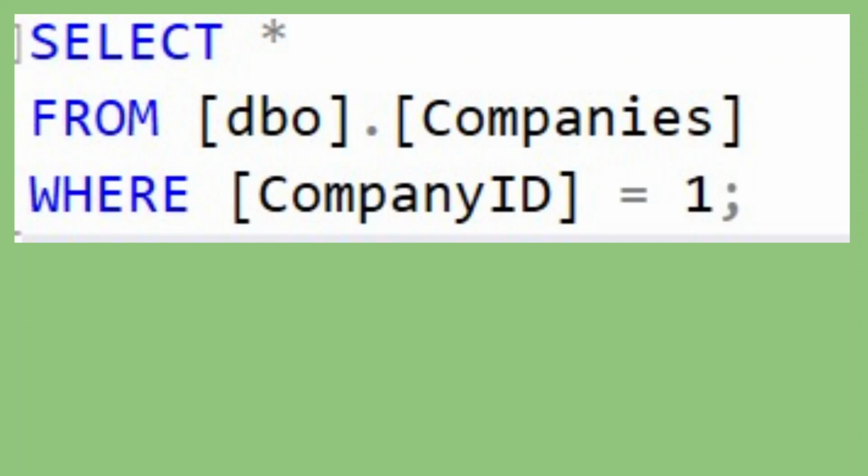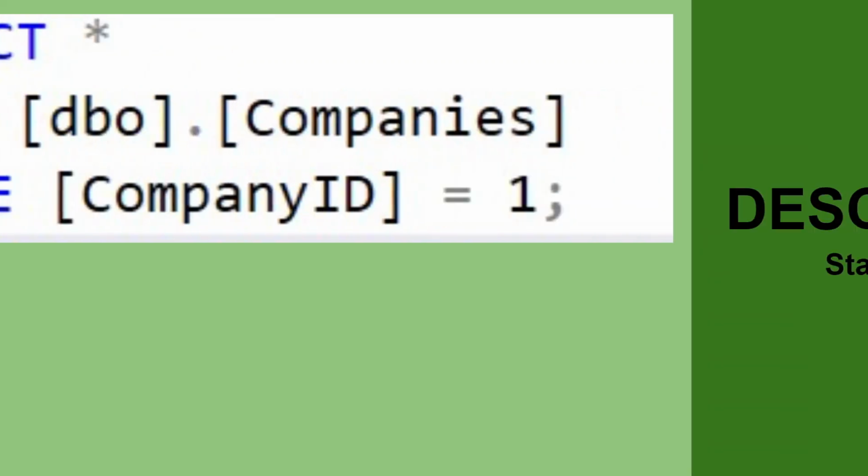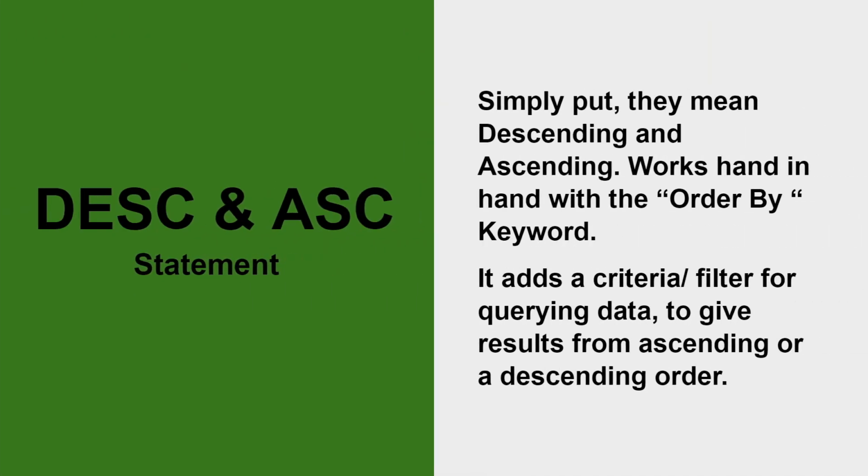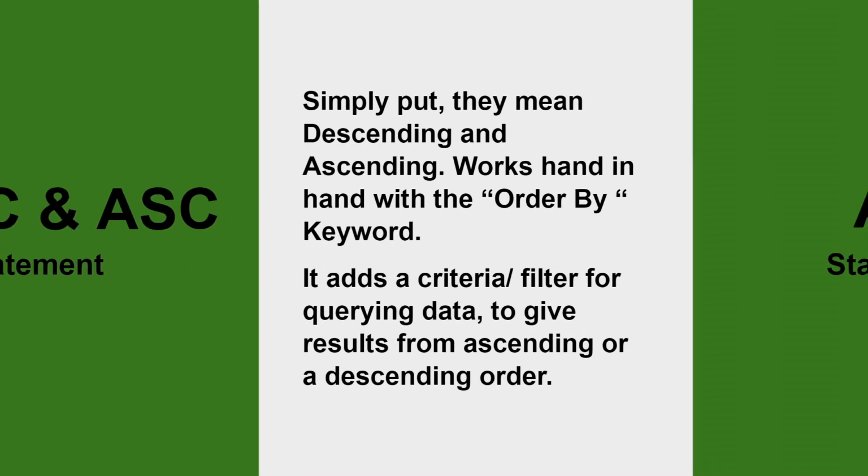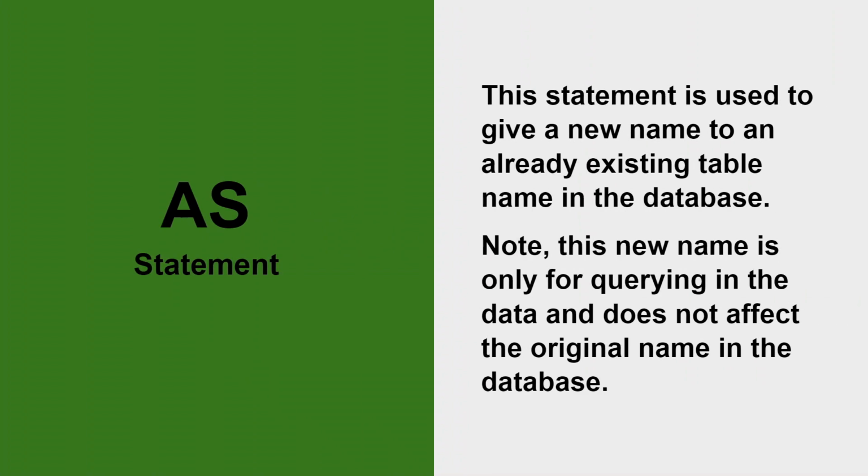So we have descending and ascending. Basically, whatever you're doing and you want it in a neater way, you want to see it in an ascending or a descending manner, you're going to add this to your code, and it's going to bring out that result in that manner. So this is another one. This is the AS statement. I forgot to tell you about this earlier. It's used to give a new name to an already existing table name in the database.